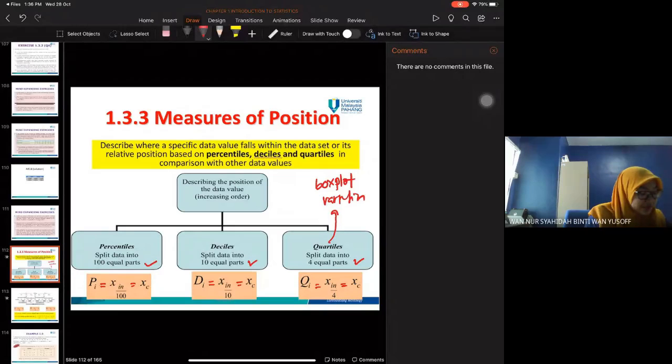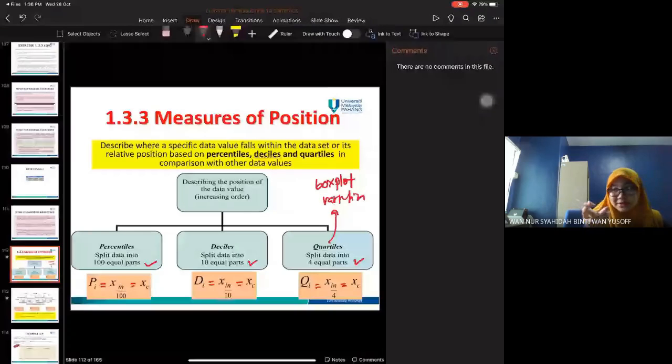So the formula is similar for all these three. I is what position you want. In 100 parts, which part do you want? 75 or 18, for example. That's I. Similar to quantile, which part do you want? And the number of data.